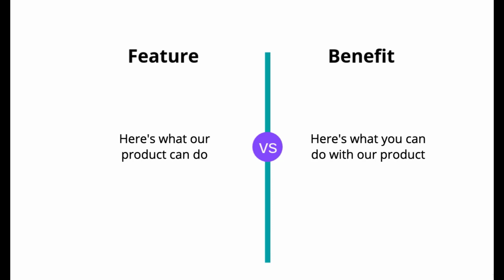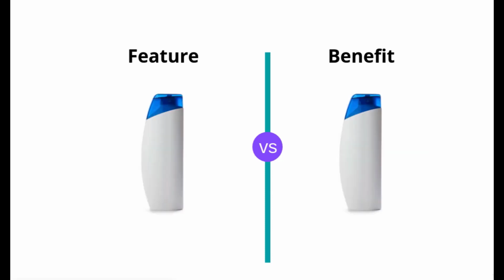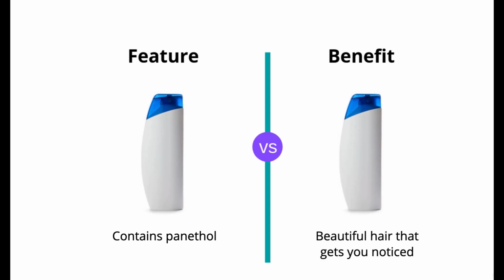So let's go through a couple of examples again. If we look at the shampoo here, you see that shampoo contains a special formula, but really, what if you want to flip the feature into a benefit? So you can apply this. So what it contains, any special ingredients, that really benefits the customer to get more beautiful hair, right? So that's really the benefit people are going to have with this shampoo.